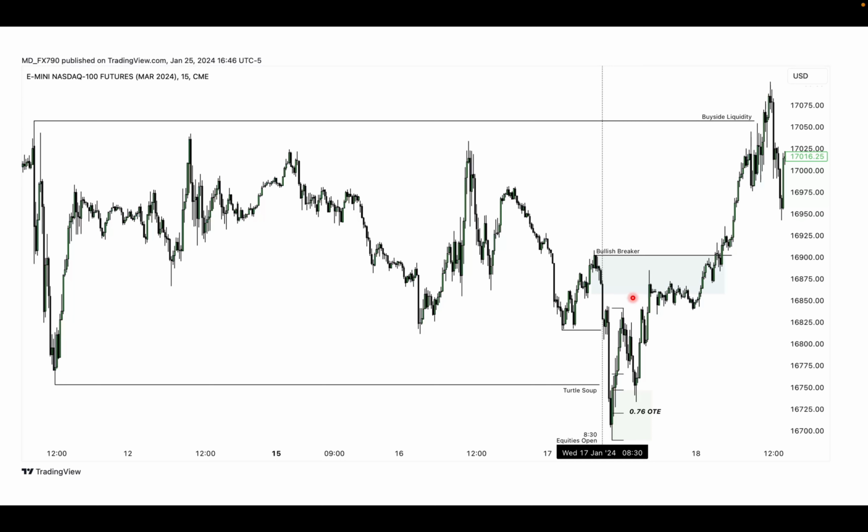So we got this low created, we got this high created. After our first entry over here, we had our total soup entry over here. After this low got created and this high got created, we had the retracement into the 0.76 of the OTE, and that's where our entry happened. You see, low, high, higher low, higher high. Very simple entry technique.